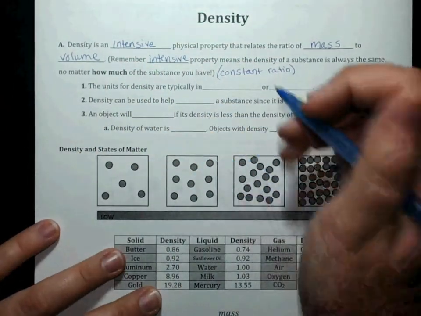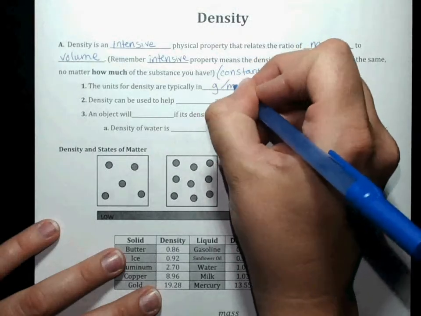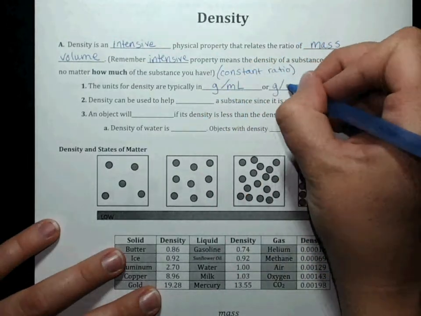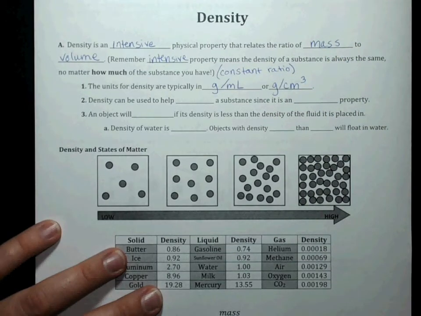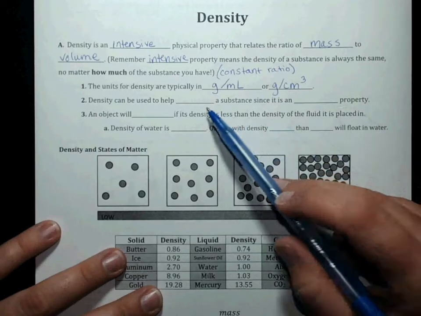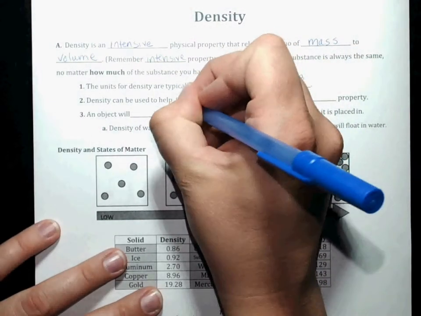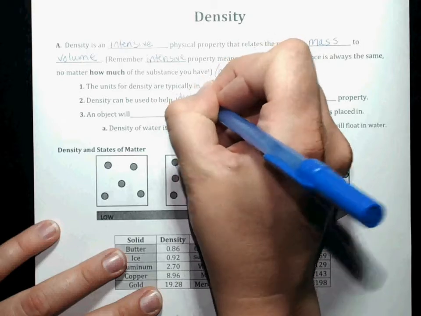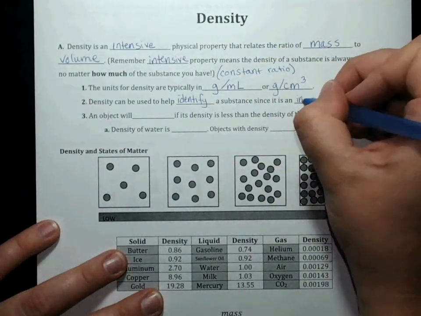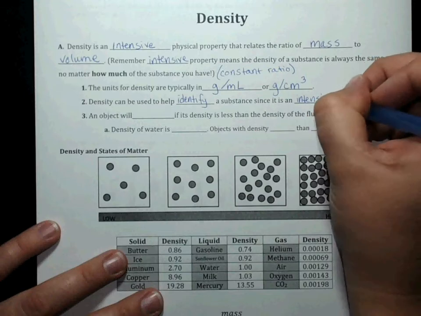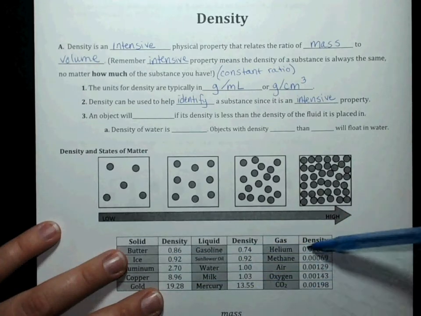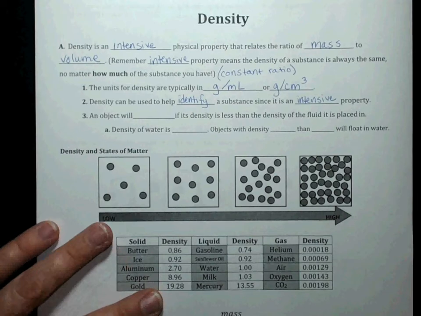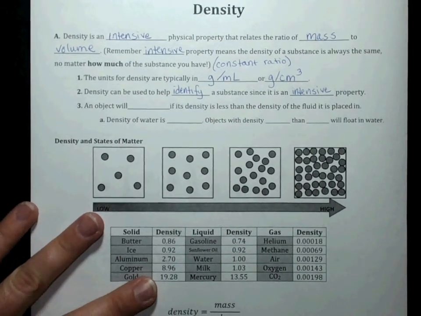The units for density are typically in grams per milliliter or grams per cubic centimeter. Density can be used to help identify a substance since it is an intensive property. If you have a substance that you don't know what it is, but you can measure and calculate its density, you can look at a chart of densities and see if you can find something that matches the thing that you have, and that could help you narrow down what your object is.